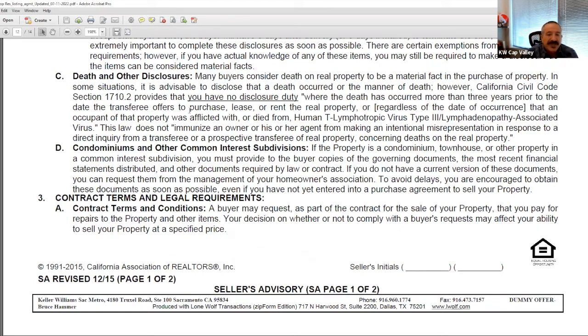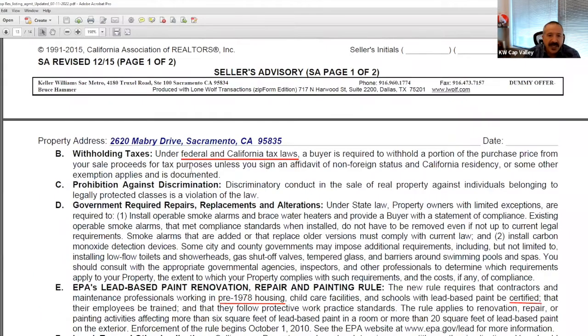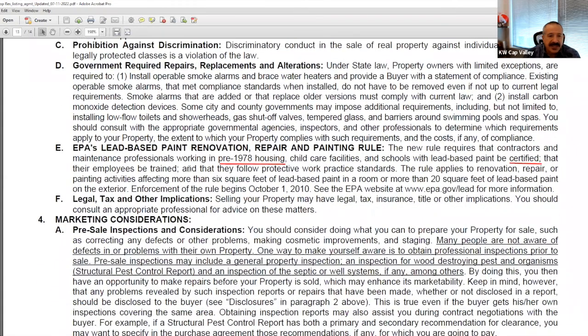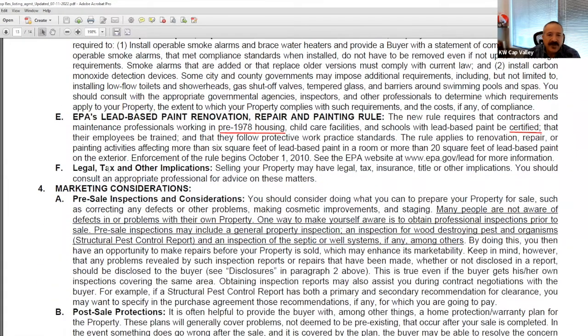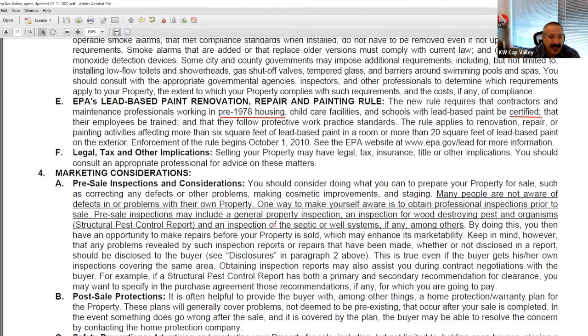Condominium and other common interest subdivisions. This would be like HOA documents, things like that for a homeowners association. All that information has to be disclosed to a potential buyer also. Let's see. If the property was built before 1978, lead remediation may be required. And if it is, it has to be done by people that are certified to remediate lead paint.